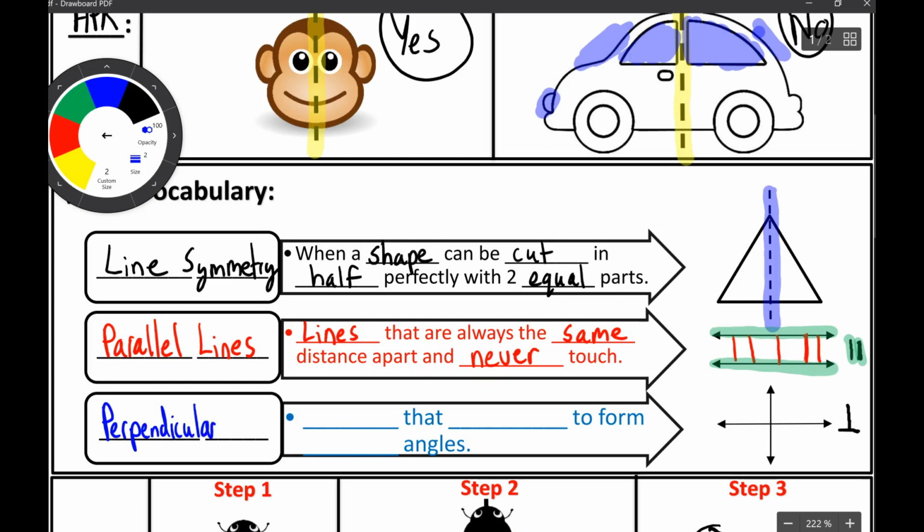Perpendicular lines. Okay? And these are lines that cross, or we can say intersect, that cross to form right angles. For example, I have my line over here that's crossing this line over here, and they're forming these right angles right inside. It's going to look like a square. Each of those are right angles, so kind of keep that in mind.